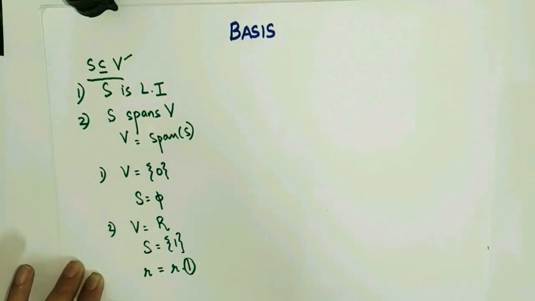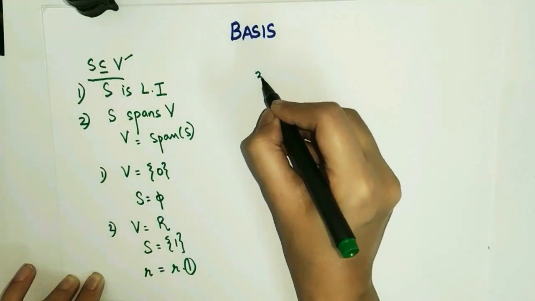Dear friends, a basis is a normal English word which means foundation. So a basis is basically a foundation of a vector space. Let us see the next example.